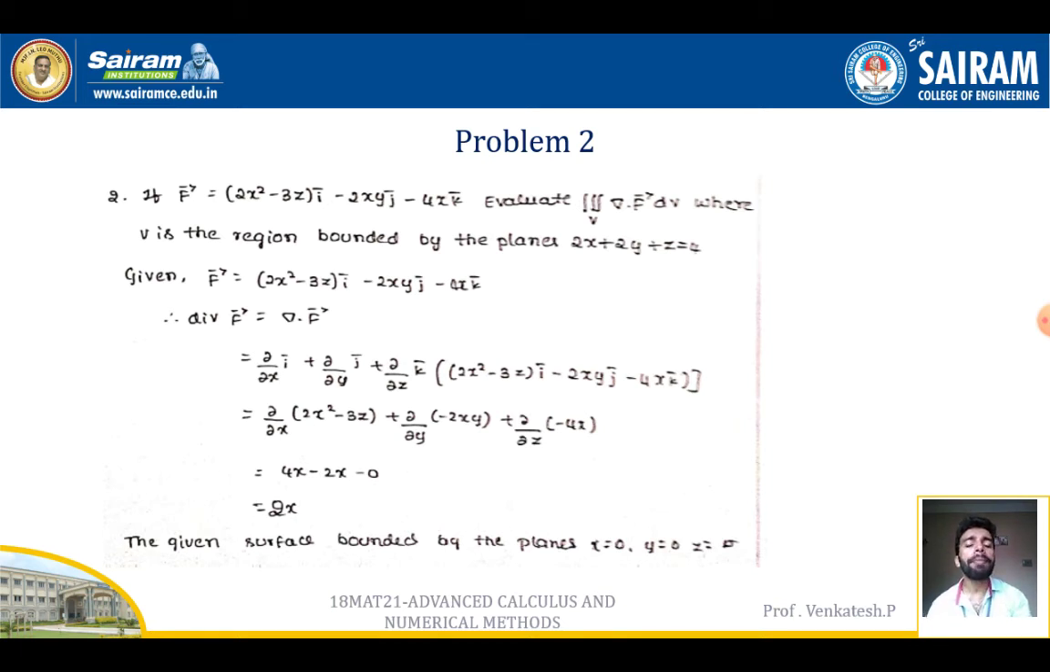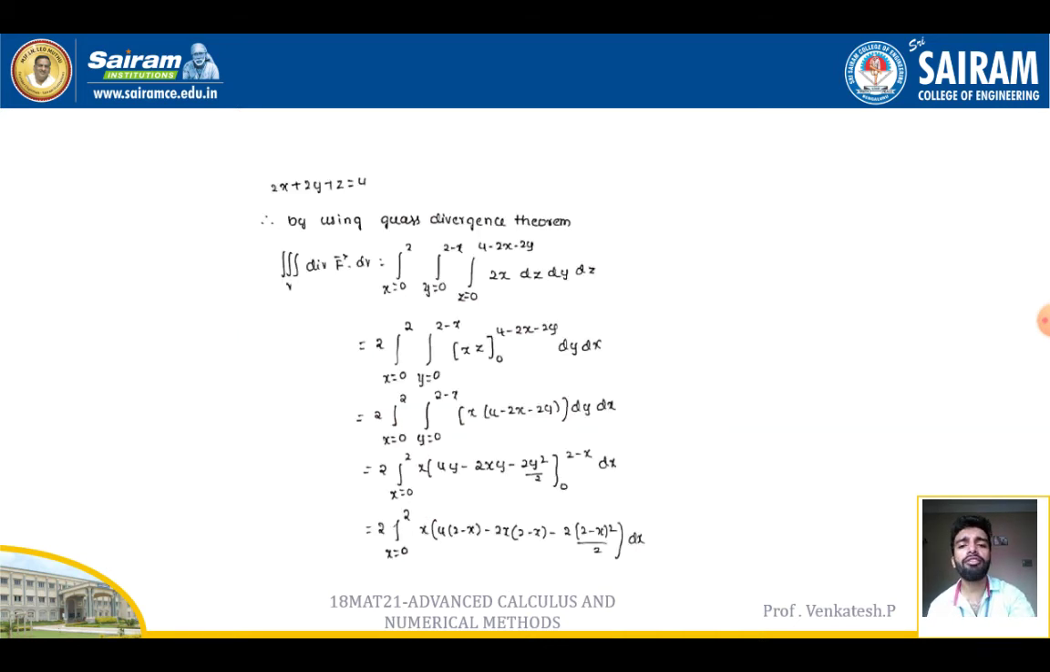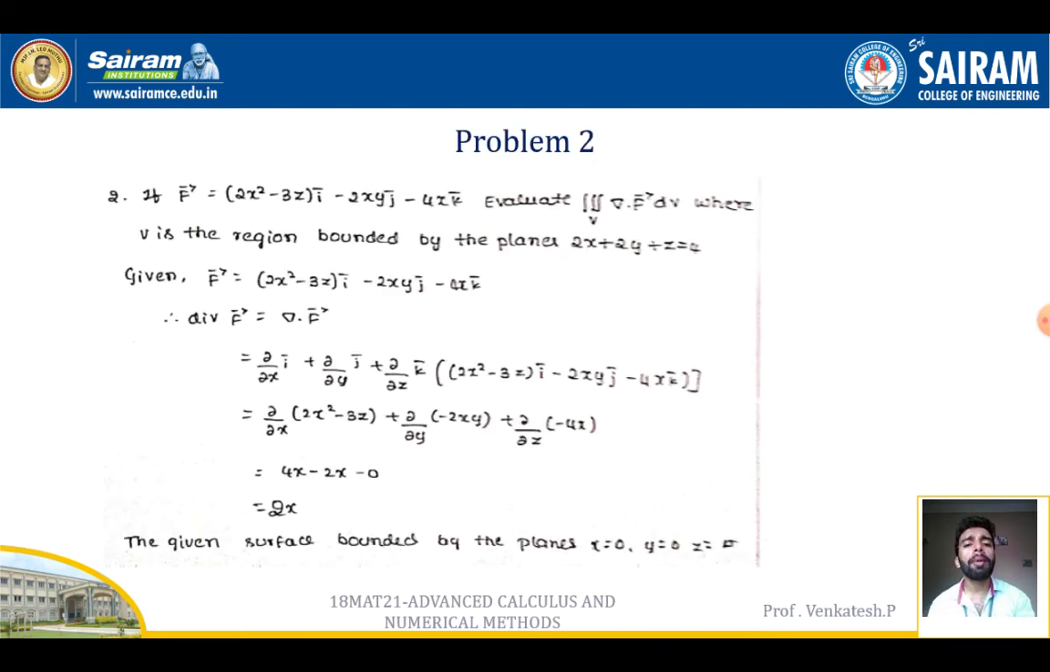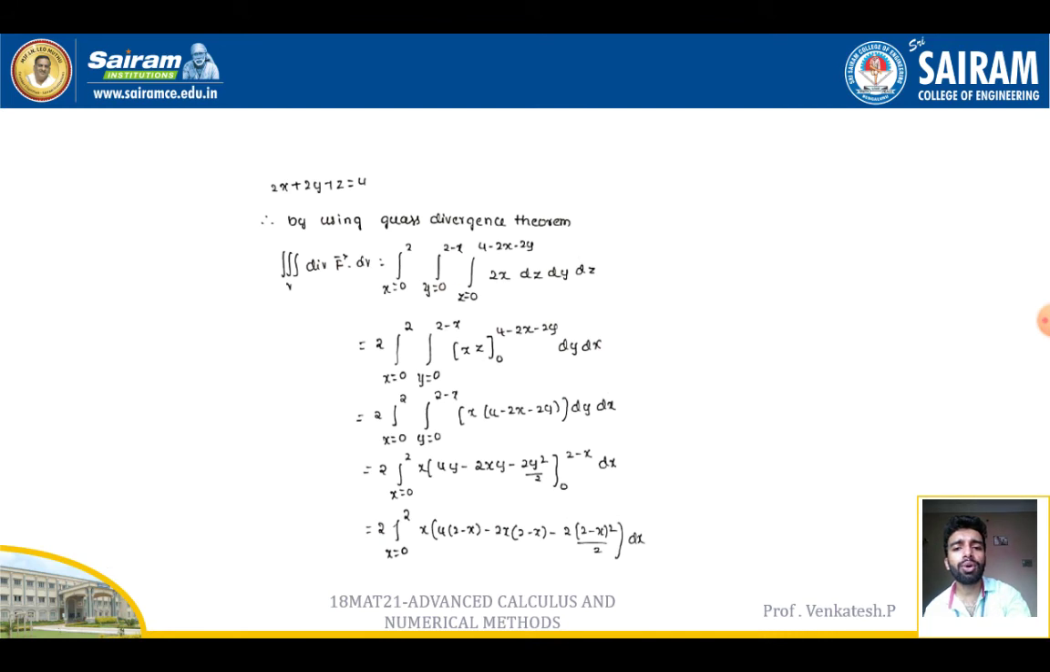For that I replace only z = 0, keeping 2x as it is, and I get the y limit as 2 − x. So y varies from 0 to 2 − x. Similarly, to represent z in terms of the previous two variables x and y, I get z = 4 − 2x − 2y. So z varies from 0 to 4 − 2x − 2y.